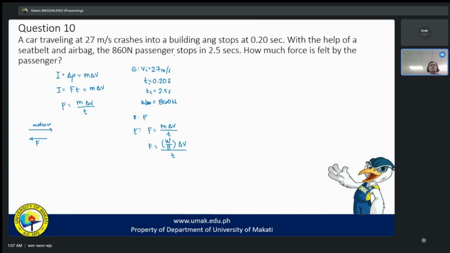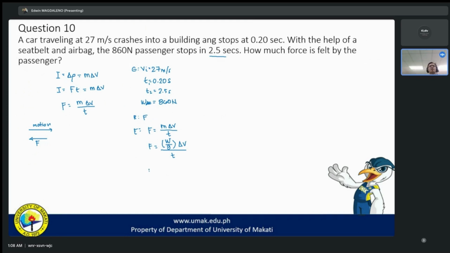In our problem, yung passenger was stopped at 2.5 seconds. At hindi naman naka-apekto yung seatbelt sa airbag sa kotse. Naka-apekto siya doon sa passenger. So ang importante is, ano yung epekto ng airbag sa passenger? So anong time bago tumigil yung passenger? Ito yung gagamit natin, 2.5 seconds.